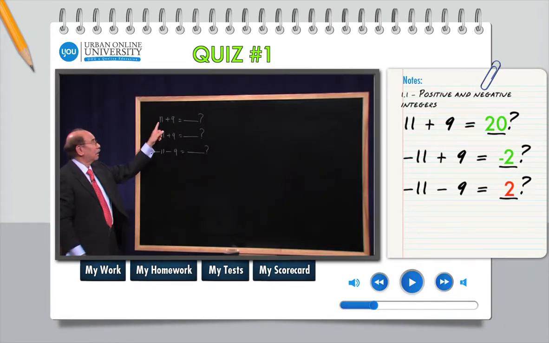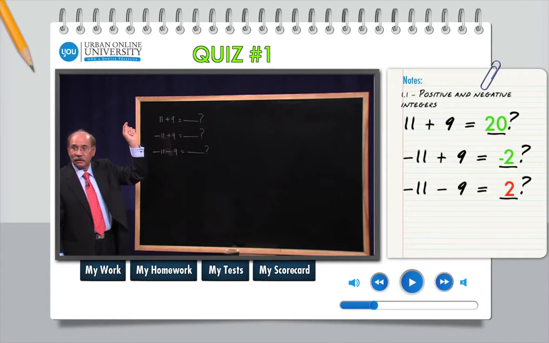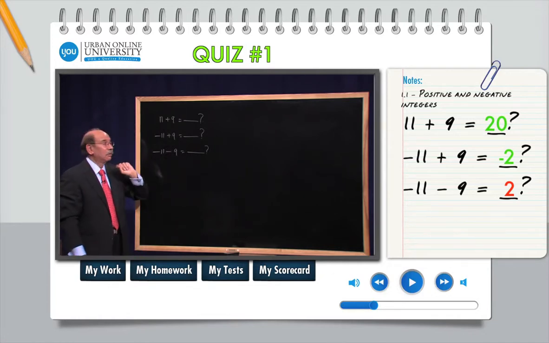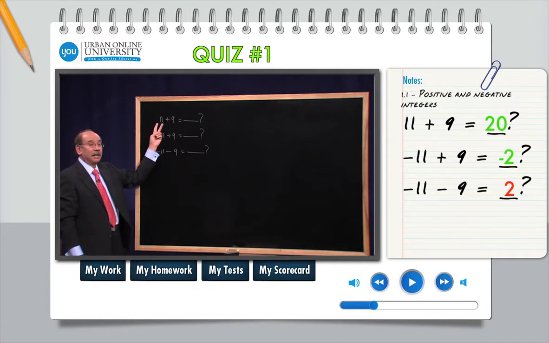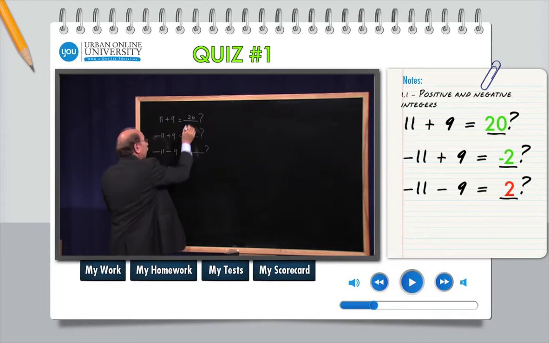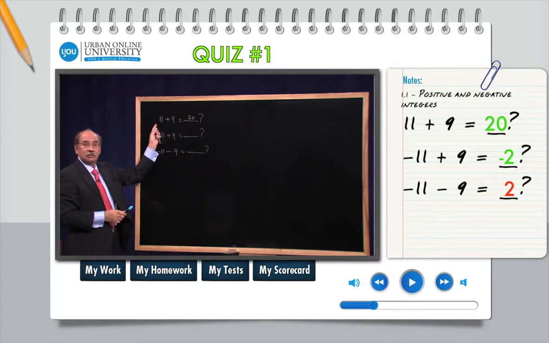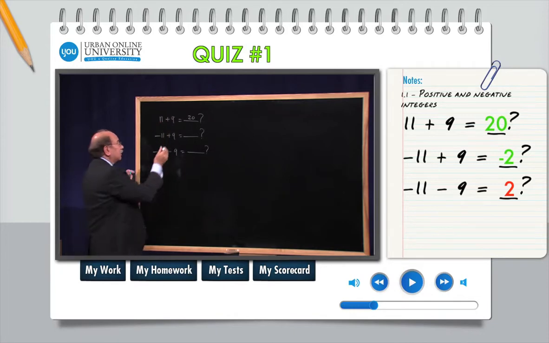The answer for 11 plus 9 is 20. Question will be, how did we get 20? Follow the rule, rule number 1, which says these numbers are with the same signs. 9, 11, add the two numbers, which makes it 20. Put the sign of either of the numbers. With both numbers the same sign, that answer is positive.